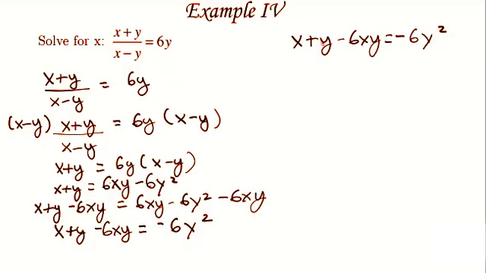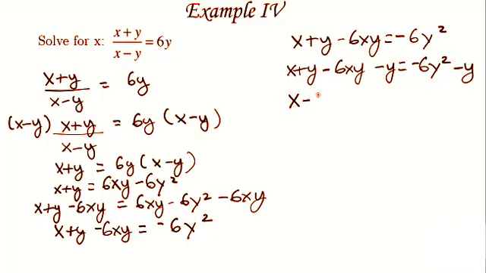The next thing I want to do is get this y on the left side over to the right. So first I have all my x's, or terms containing x's, on the left, and I want to get this y over to the right, and then I'll separate that y out in a minute. That one's a little bit trickier to separate out. x plus y minus 6xy minus y equals minus 6y squared minus y. Okay. Now I have x minus 6xy equals negative 6y squared minus y.